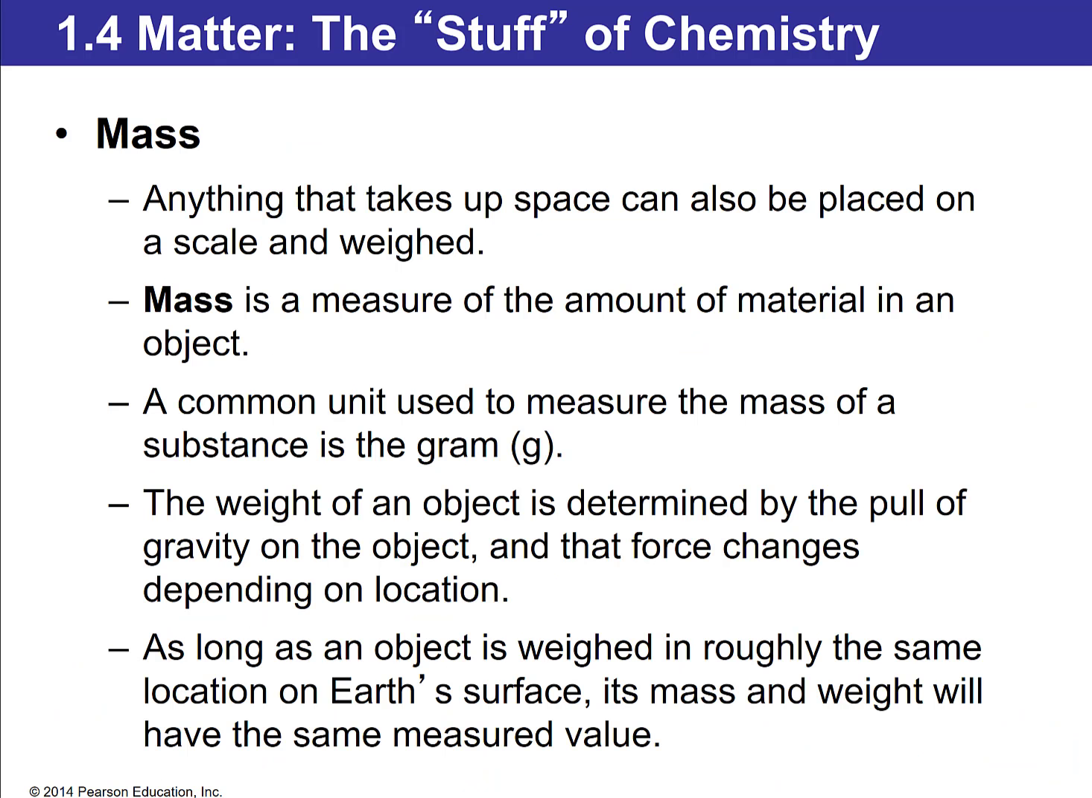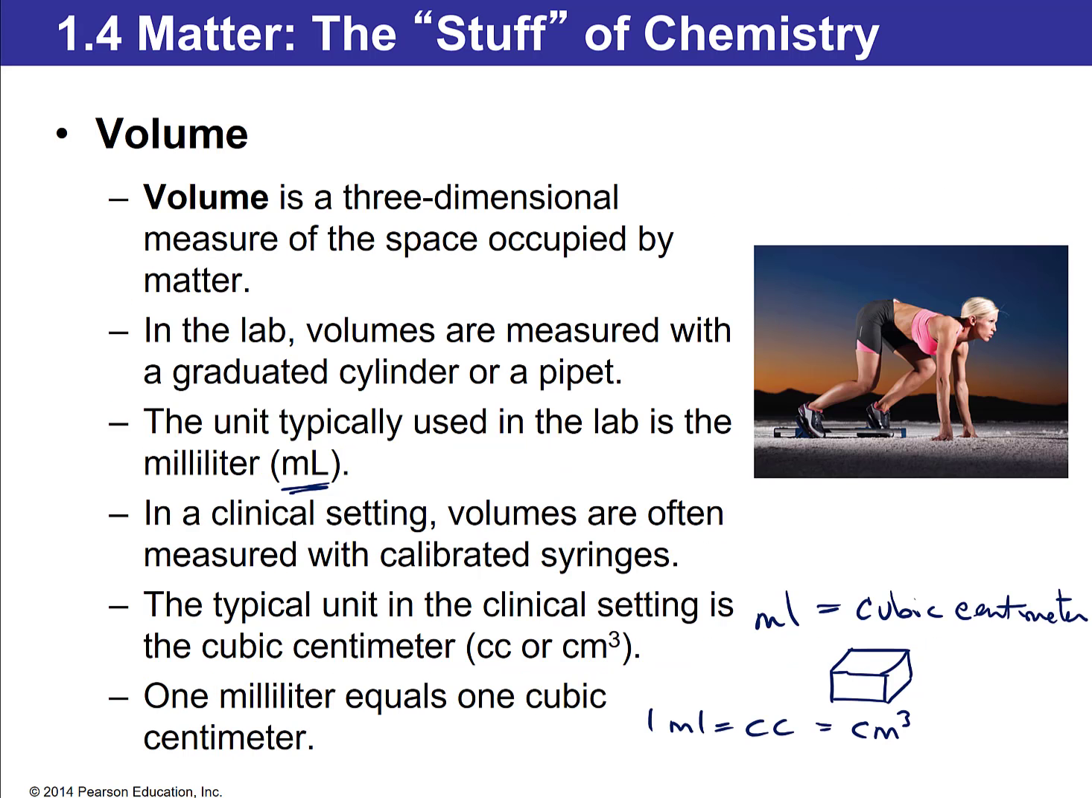So we've talked about mass, we've talked about volume. Remember that mass is the amount of substance something has. We always think of weight, but weight is in reference to gravity. Mass is really just the amount of a substance that something has. Volume is the amount of space it takes up.